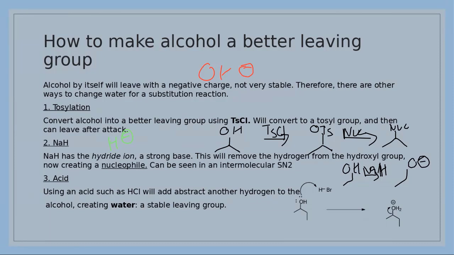So if you look down here, you can see that the alcohol is going to take a hydrogen from the HBr, because this is acidic and a partial positive, so it's a good electrophile. And so now you're left with OH2 with a positive charge. And so when it leaves, it's actually just going to become H2O. So to summarize, to make it a good leaving group, we can use tosylation and acids. To make it a better nucleophile, we can use sodium hydride.